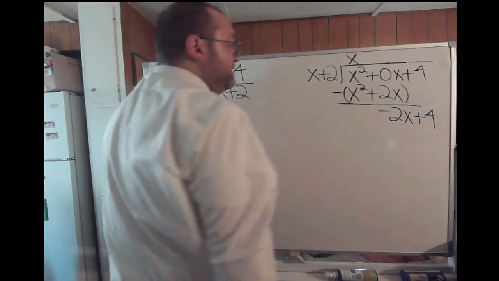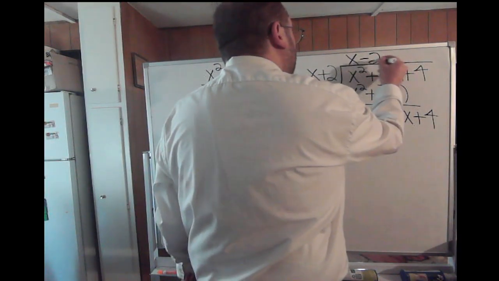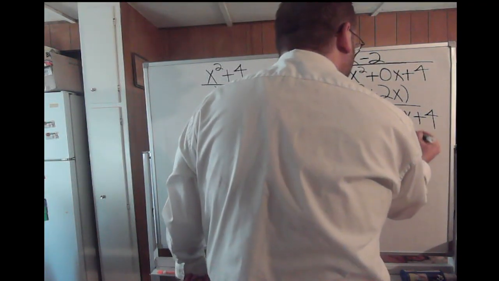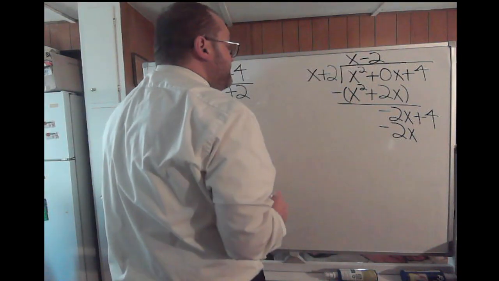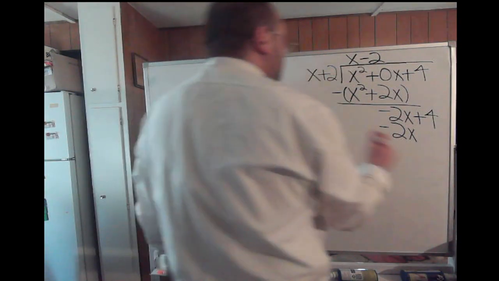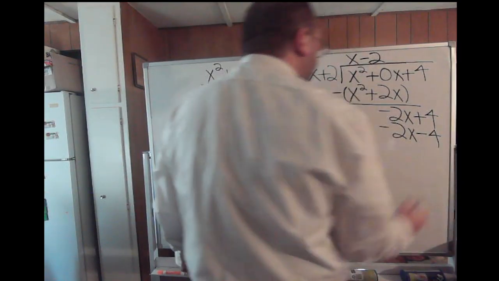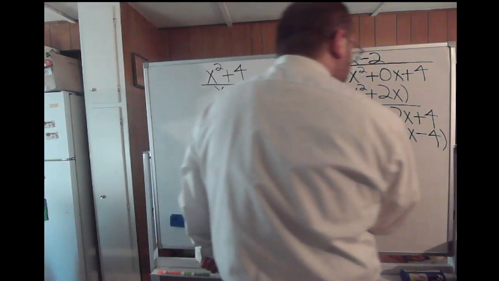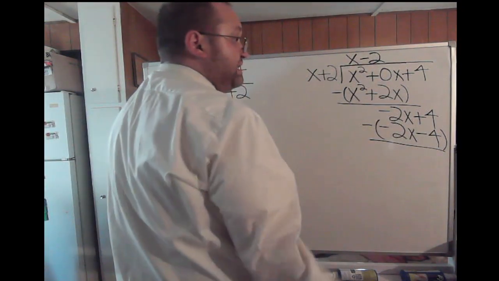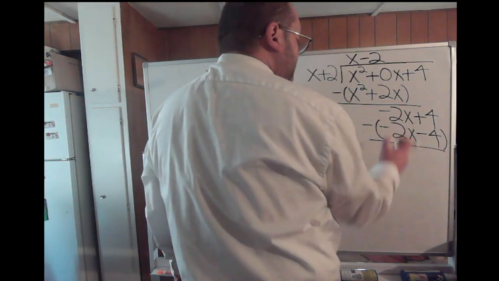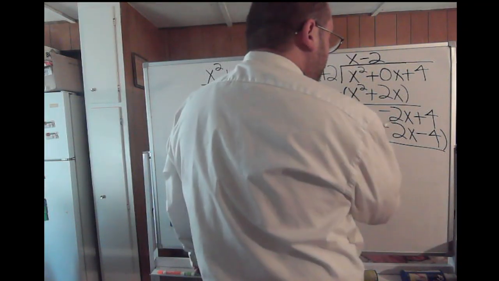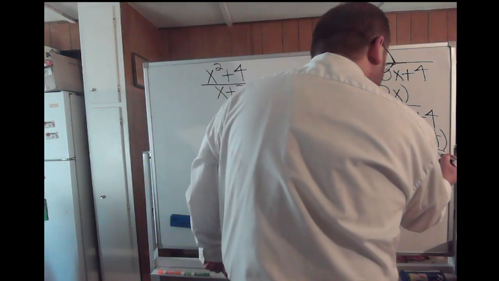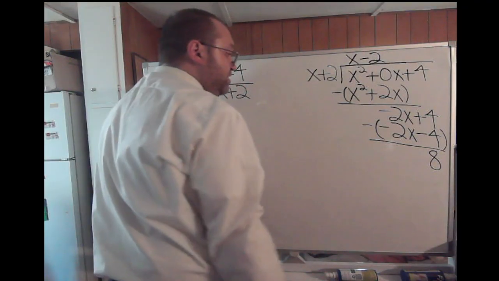x times what equals negative 2x? Well, that'd be negative 2. Now take your negative 2 times x, that'd be negative 2x. Then you have negative 2 times positive 2, that'd be negative 4. So now again, you subtract the whole quantity of what you just got from the dividend. Negative 2x, that's positive 2x. So negative 2x plus positive 2x is 0. Then you have negative 4. That's going to be plus 4. So 4 plus 4, well, that's 8. So you have a remainder of 8.